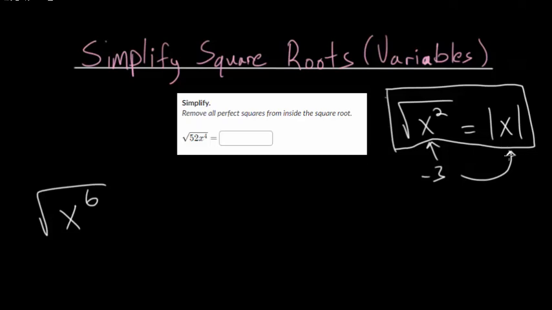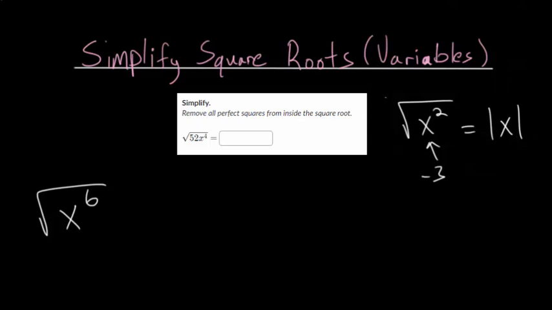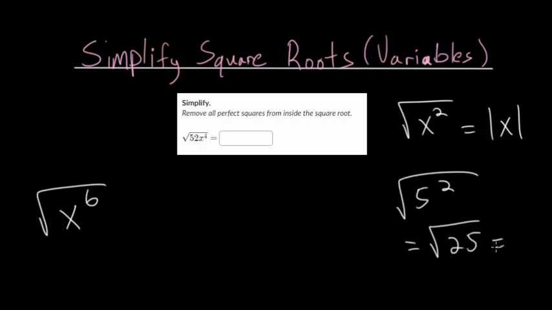Now, if you want to drop it, you just have to assume that x is a positive number. But the general idea is that a square and a square root cancel each other. And if you want to see it numerically, if you had 5 squared and you take its square root, this would be root 25, which is 5. So whatever you have on the inside, when you square it and square root it, it becomes that value. So with that in mind, what we want to do is change this into a product of the square root of x squared, or several of them.